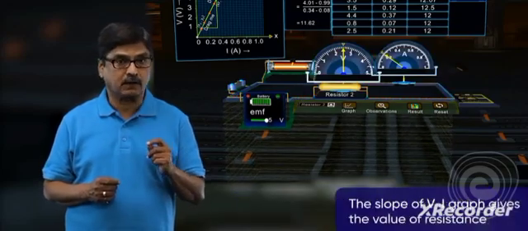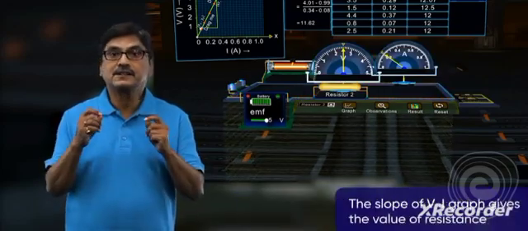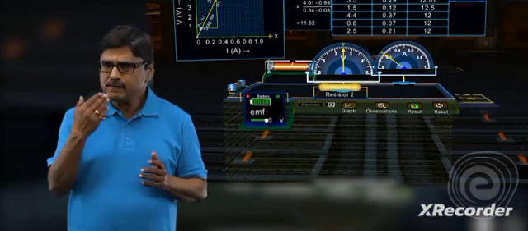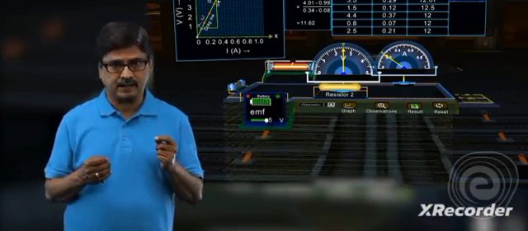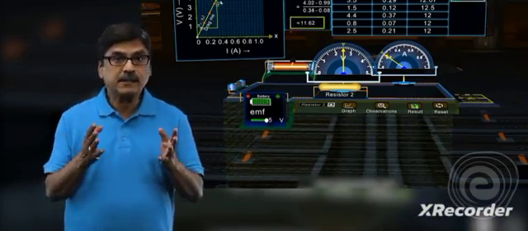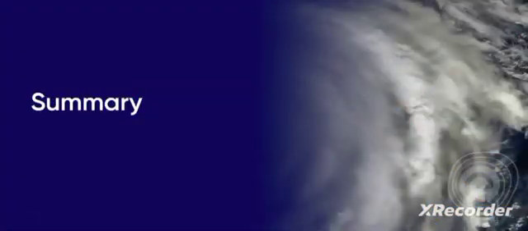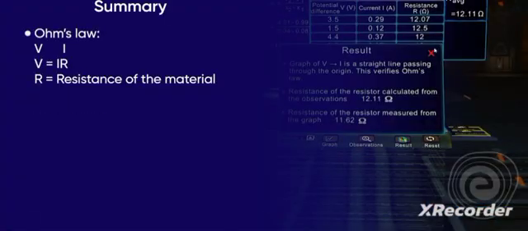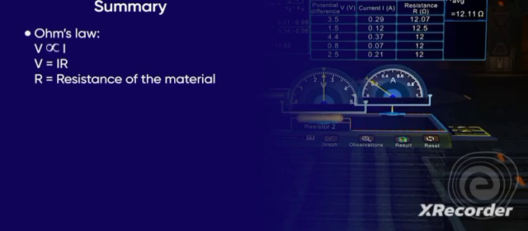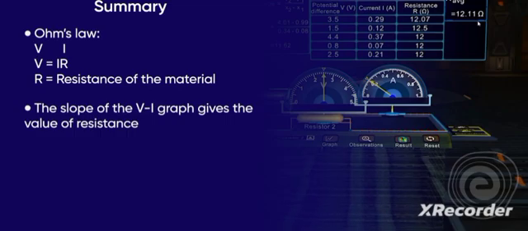The slope of the graph gives the resistance of the selected resistor. Verify that the resistance value calculated from observations and measured from the graph are nearly equal. Now let us summarize. According to Ohm's law, the current and voltage vary linearly. Resistance is the constant of proportionality. The slope of the VI graph gives the value of resistance.